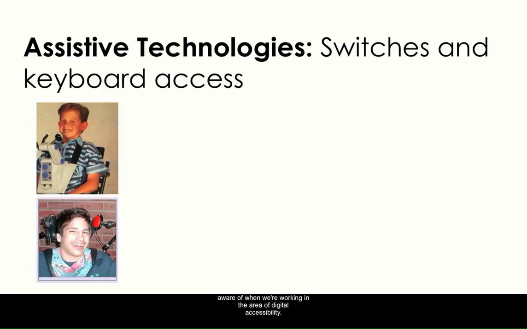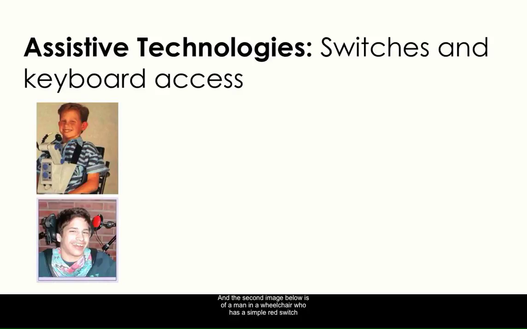So starting off with the assistive technologies that are really important to be aware of when we're working in the area of digital accessibility: switches and keyboard access. For people with limited mobility, either fine motor or gross motor mobility, it's really important to be able to access a computer with different switch technologies. On this slide I have two images. One is of a young boy using a 1988 Nintendo NES Sip and Puff switch system. So just by breathing out and sucking in, he can operate the Nintendo NES gaming system.